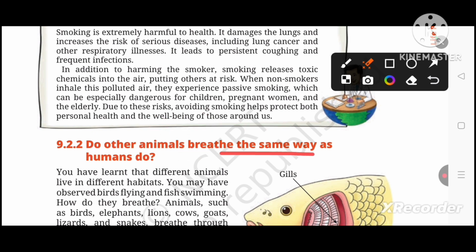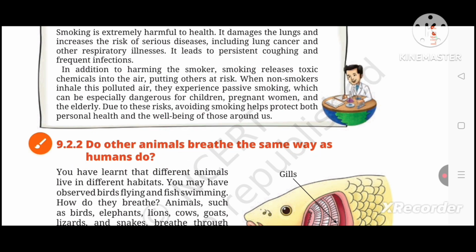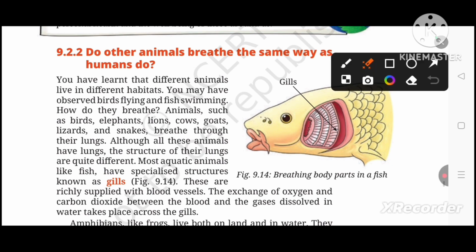Do other animals breathe the same way as humans do? You have learned that different animals live in different habitats. You have observed birds flying and fish swimming. How do they breathe?